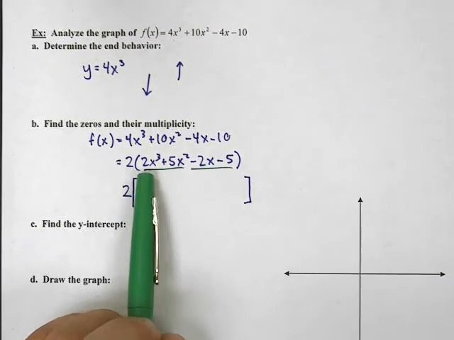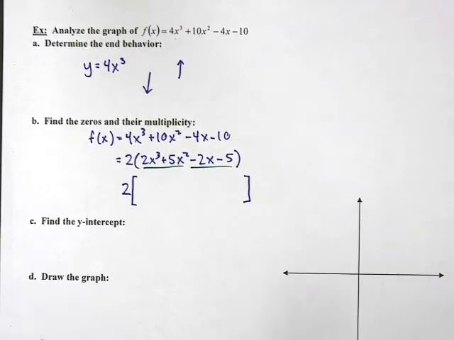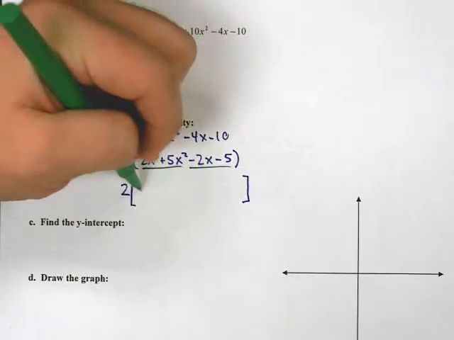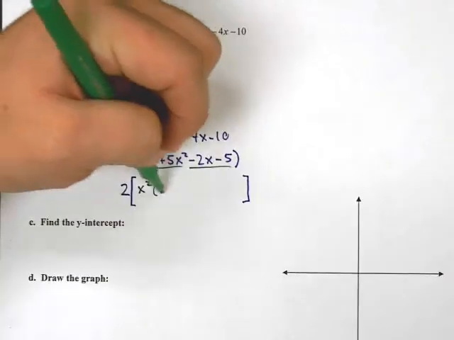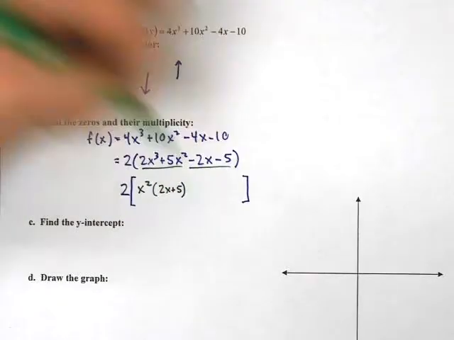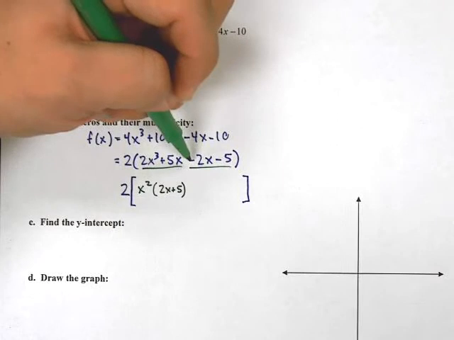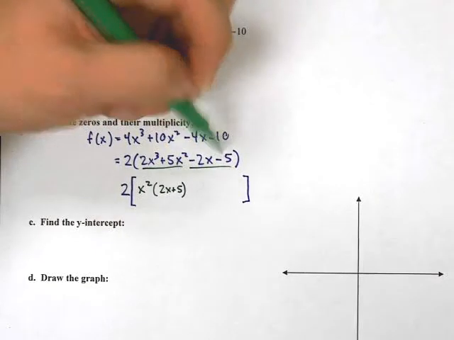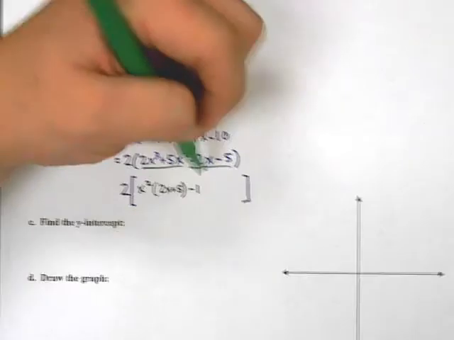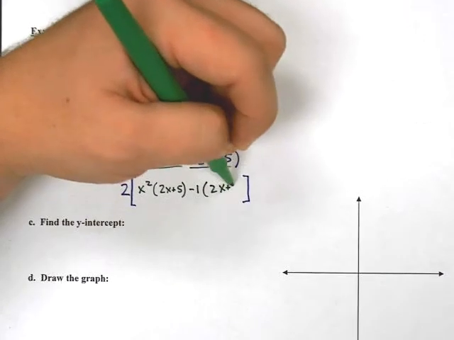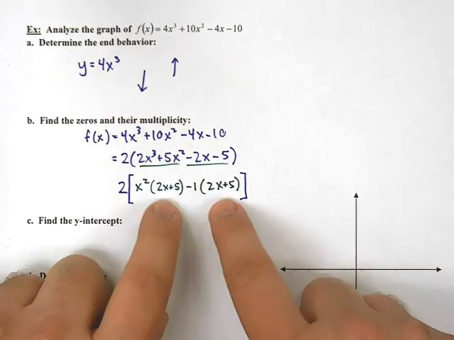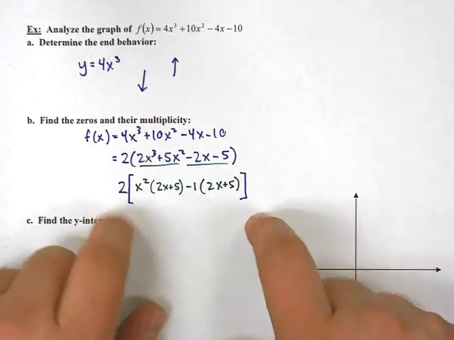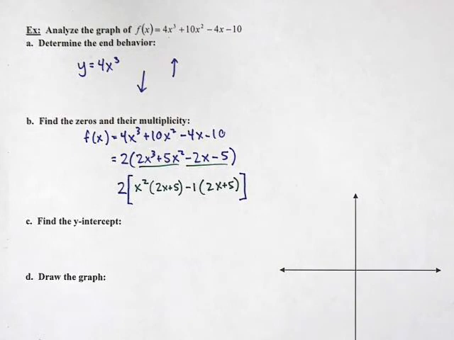So when I look at 2x cubed and 5x squared, I can only really take out an x squared, which would leave me with 2x plus 5. And if I look here, I can really only take out a negative 1, which again leaves me with 2x plus 5. Hopefully this makes sense why I changed these brackets, because I did not want you to get confused and worried about all of the different parentheses that we're going to use.